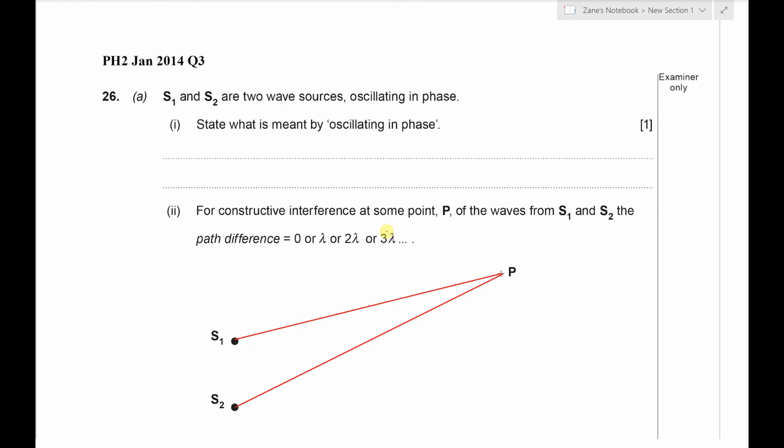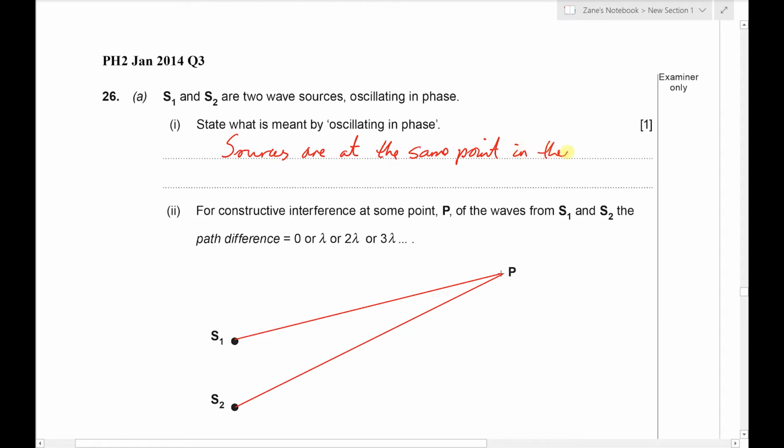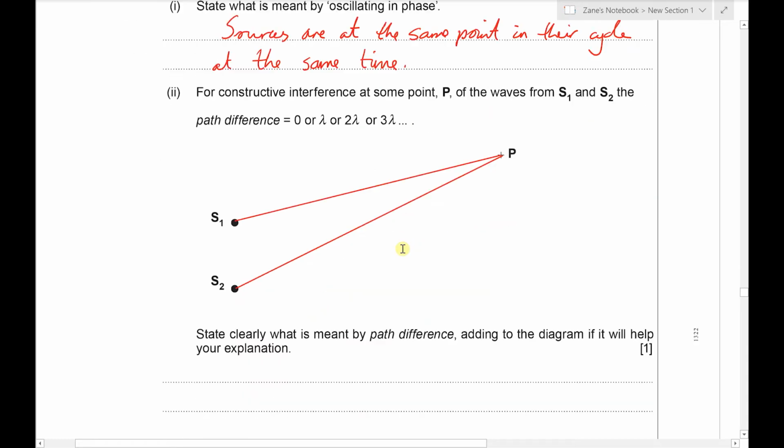We're told that we've got two sources S1 and S2 and they're oscillating in phase, and we've got to start by explaining what we mean by oscillating in phase. So here we're just going to say that the sources are at the same point in their cycle at the same time. So basically they could be at the highest point at the same time, the lowest point at the same time, passing through the centre in the same direction at the same time, and so on.